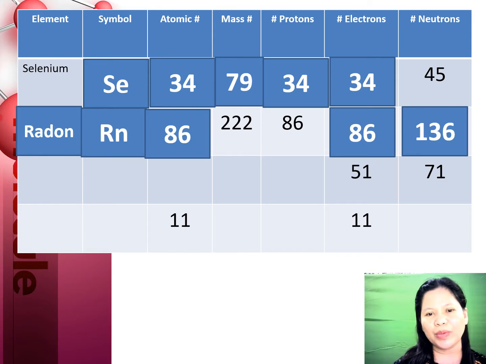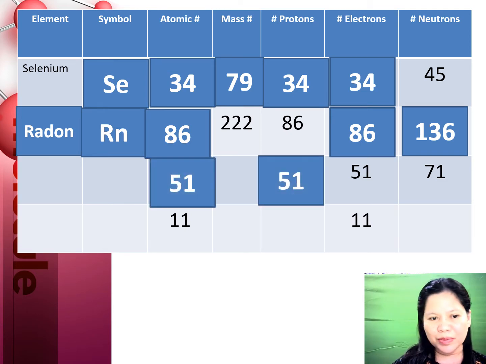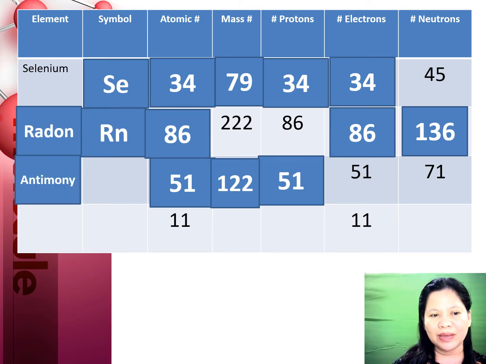Third example, we have electrons is 51. So if that is 51, the protons is also 51. Atomic number is also 51. Now, given already the neutrons and the protons, can we now get the mass? Yes, very good. We can get the mass by simply adding neutrons plus protons, that gives you 122. Now, check your periodic table. What is element number 51? Element number 51 is antimony, and antimony has a symbol of Sb.